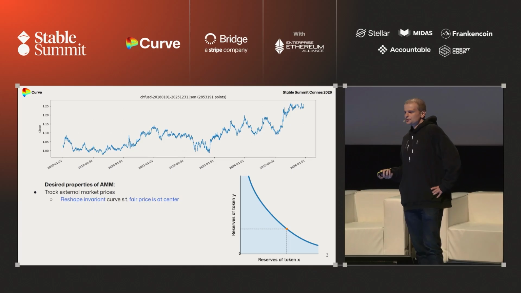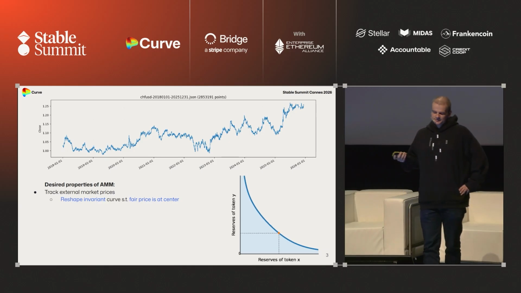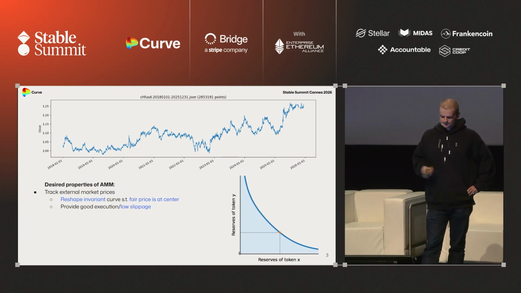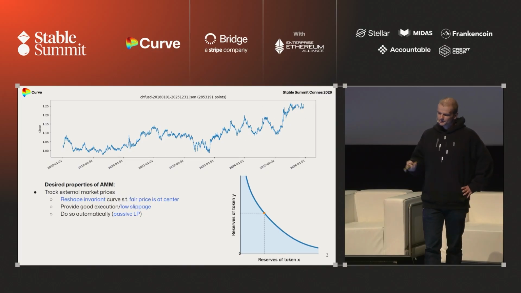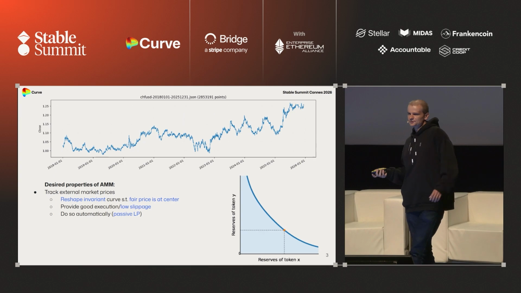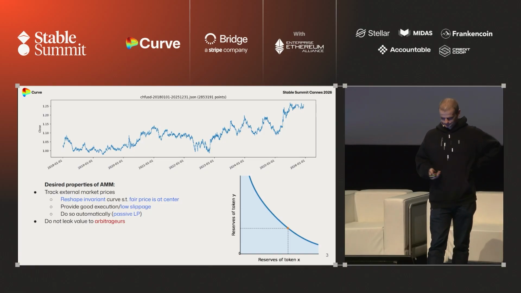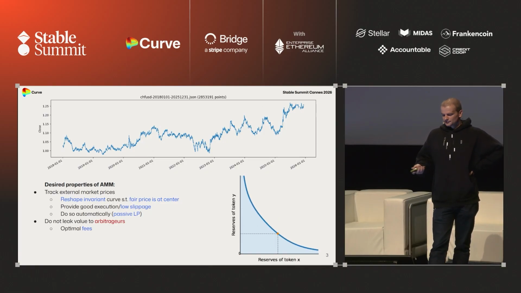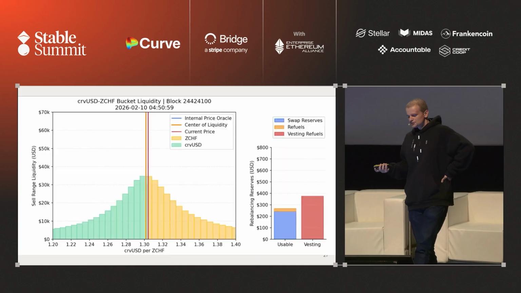Now, what do we want from our on-chain AMM applied to Forex? We want it to perfectly track the external price with its center, because this is where we get the best slippage. And we want it to be automatic. We cannot just say, okay, now we rebalance. Well, we can if we use other protocols, but at Curve, we want the full autopilot. We want the AMM to just itself automatically follow external markets. And it should not leak value to arbitrageurs. For this, it should protect itself with the fees. It should have a good rebalancing strategy.